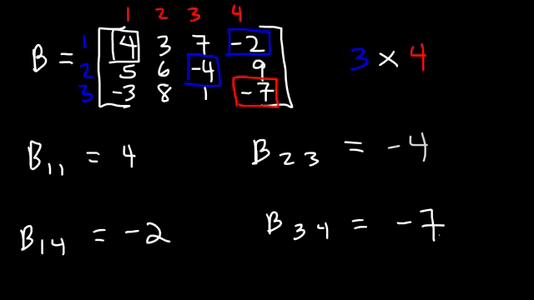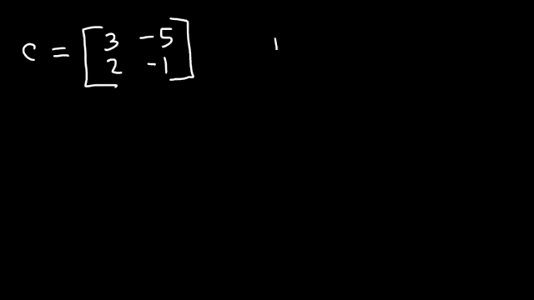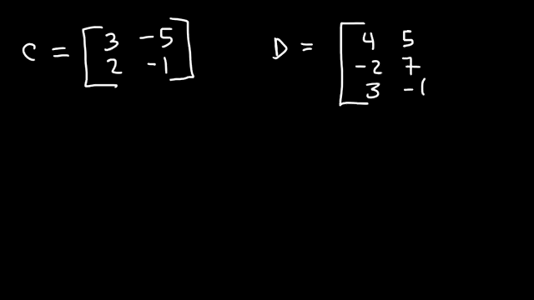So you need to be able to determine the order of the matrix and the value of every or any element in the matrix. So what I'm going to do at this point is I'm going to give you a list of matrices, and I want you to identify the order of each matrix. So let's say if we have matrix C and it has the numbers 3, -5, 2, -1. And then we have matrix D, which contains the elements 4, 5, -2, 7, 3, and -6.